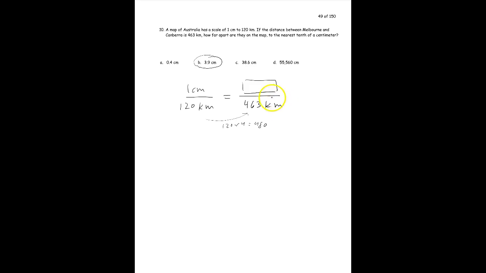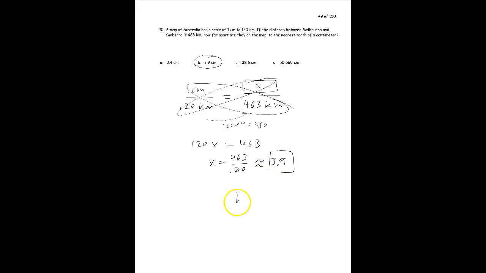Otherwise, we can just do the cross multiply. So if I put this as x here, 120x is going to equal 463. x will be 463 over 120. And if you put that into your calculator, you'll get 3.9 to the nearest tenth. So in both cases, the answer is B.